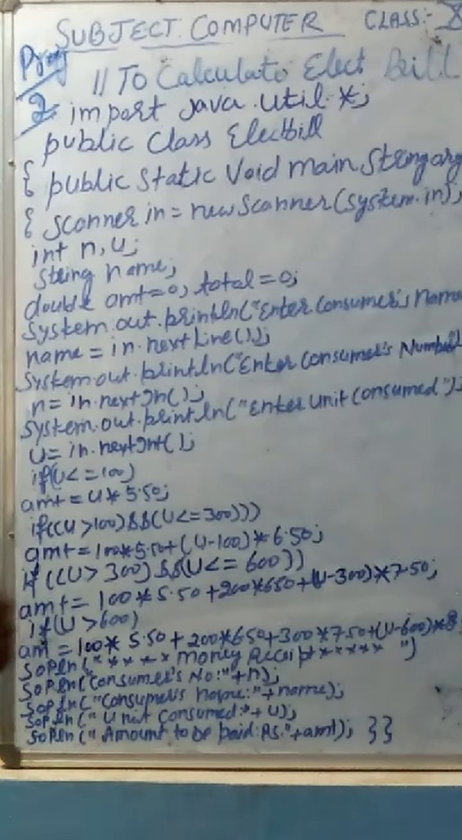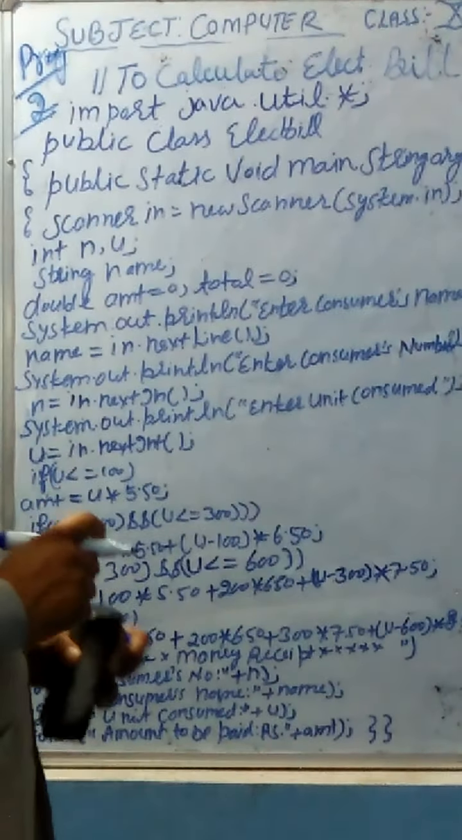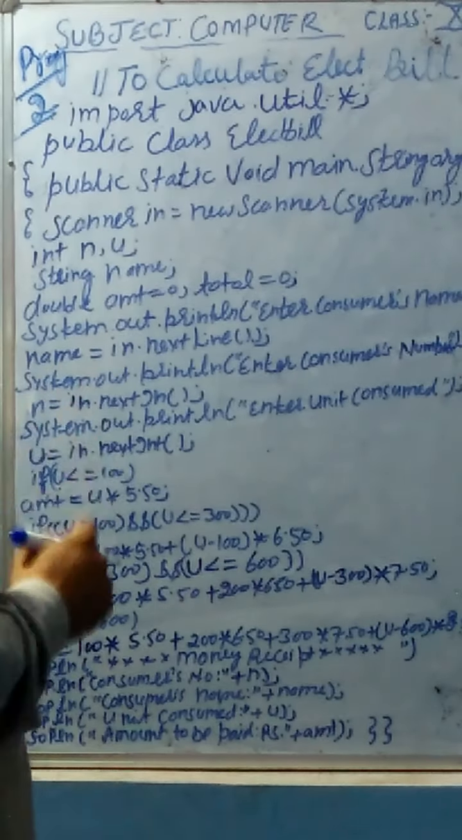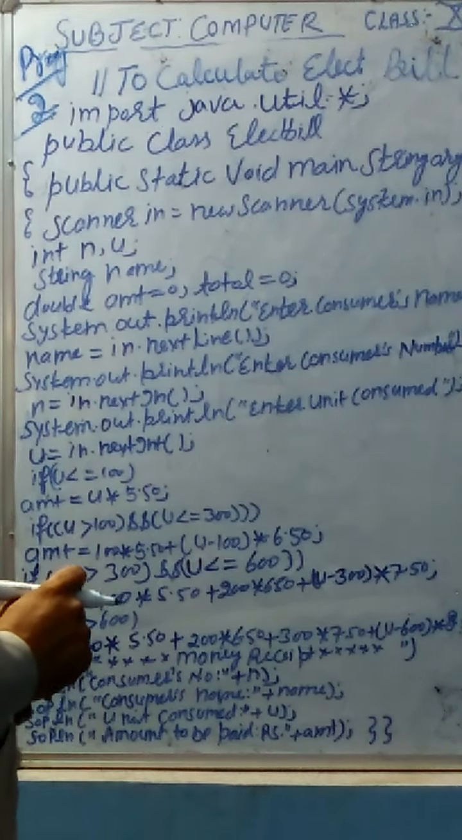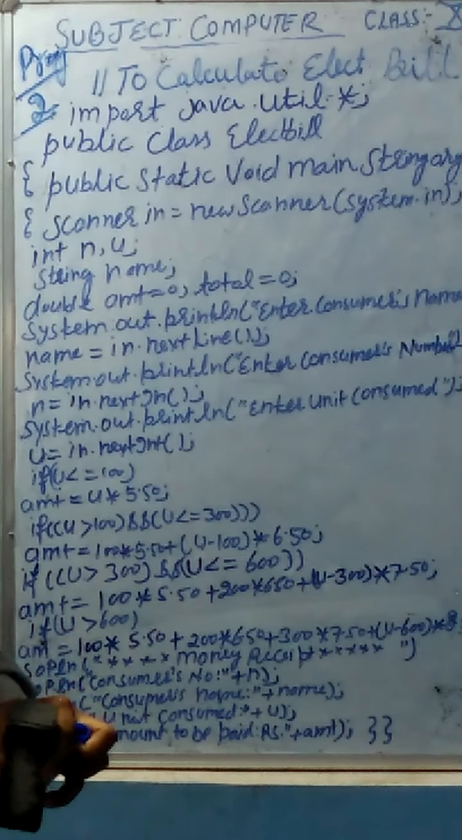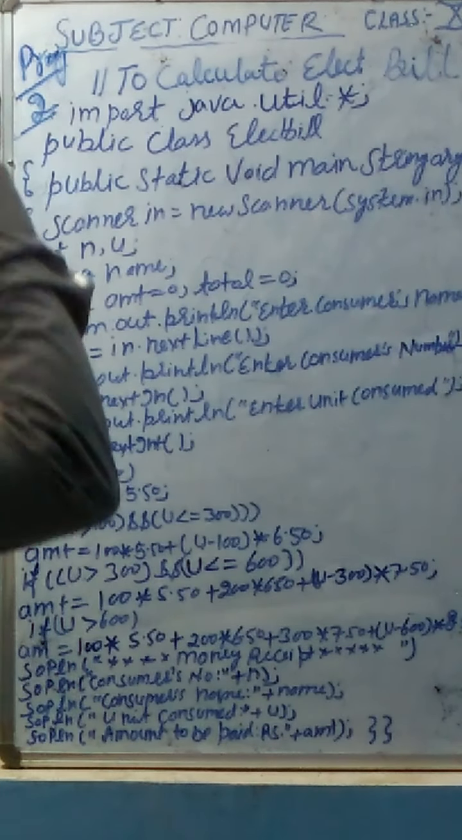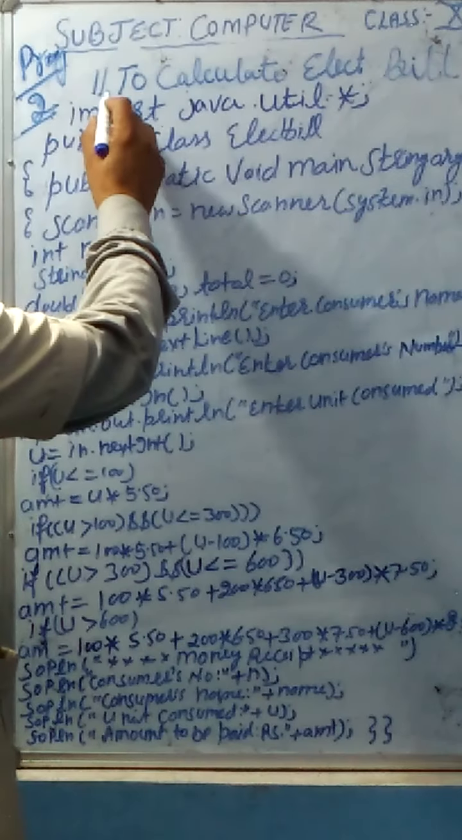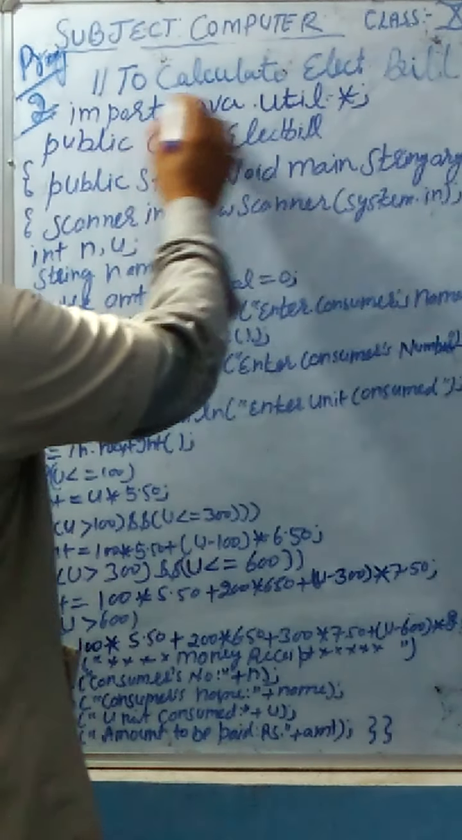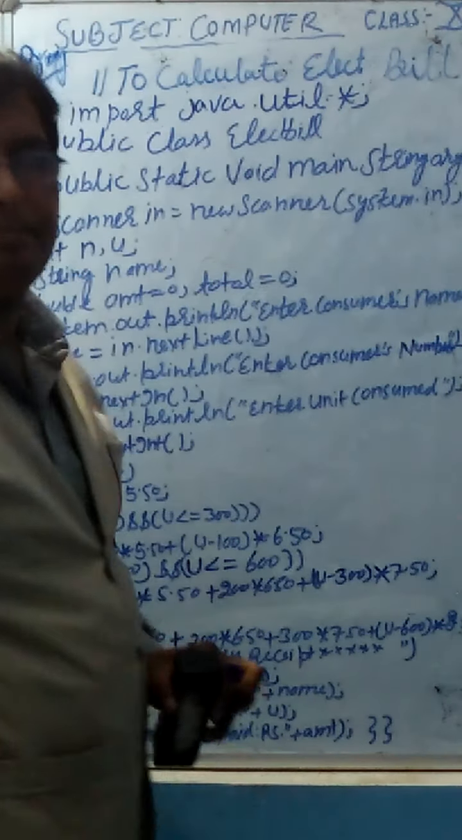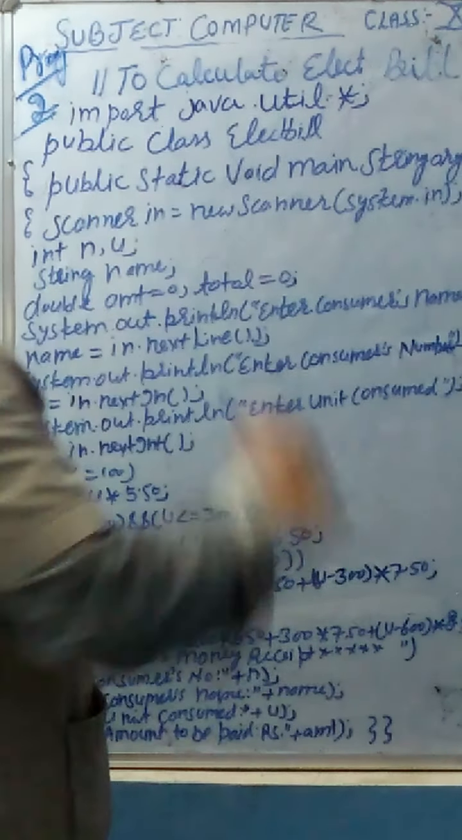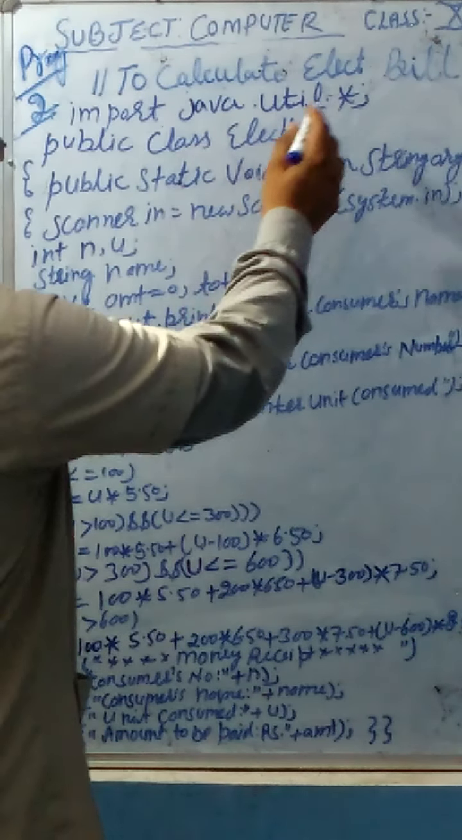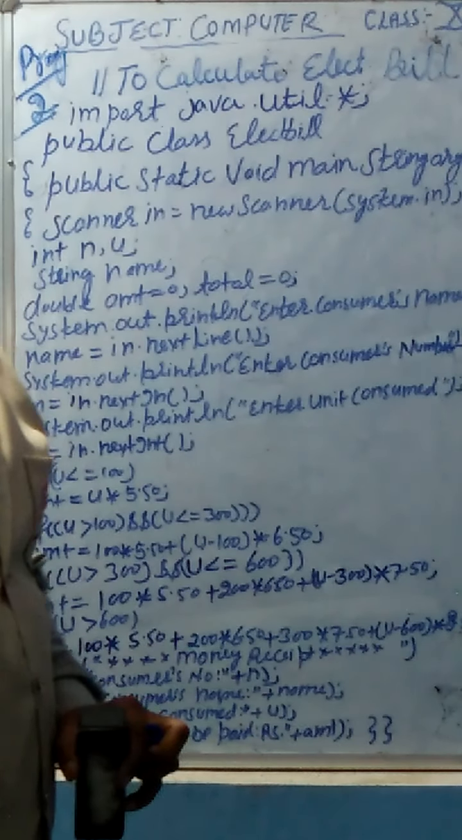Okay students, I have already explained the logic of the electricity bill. Now we will discuss the program. First of all, we will write a comment to calculate the electricity bill. Next we have to import Java: import java.util.*.